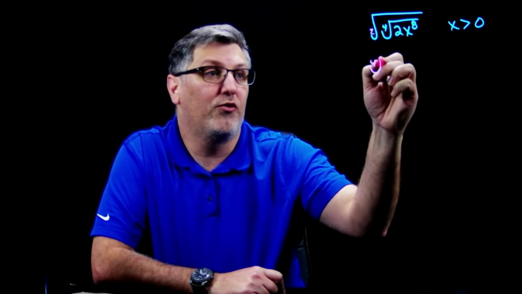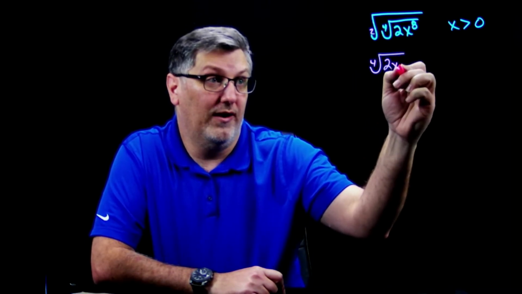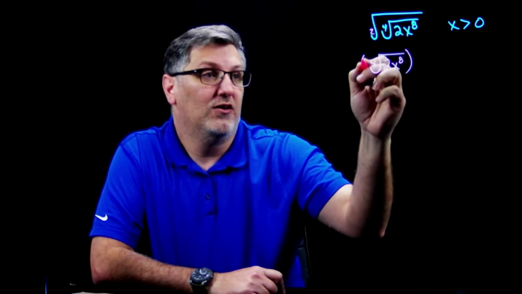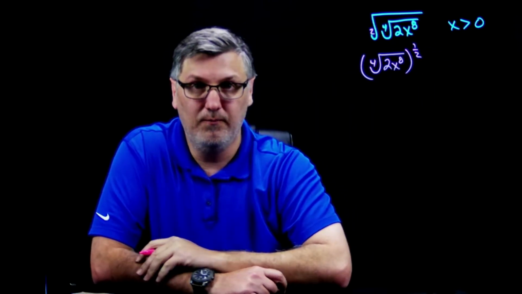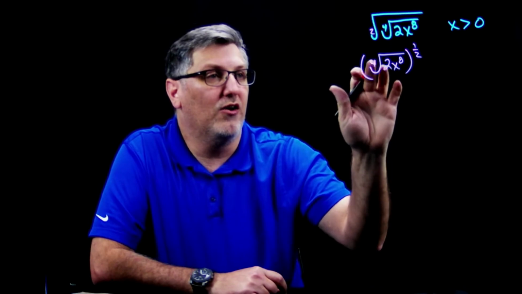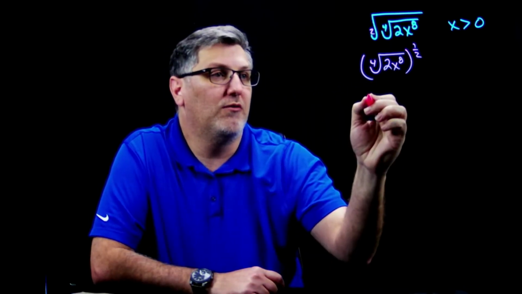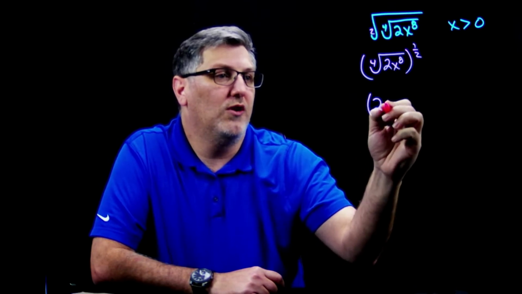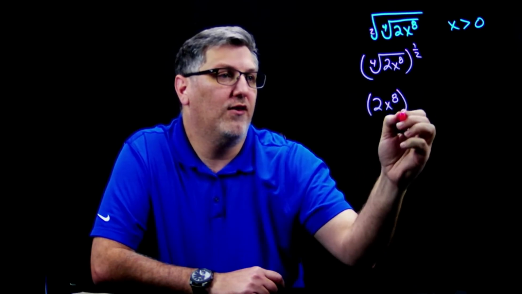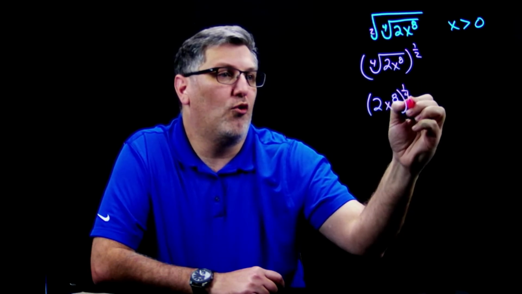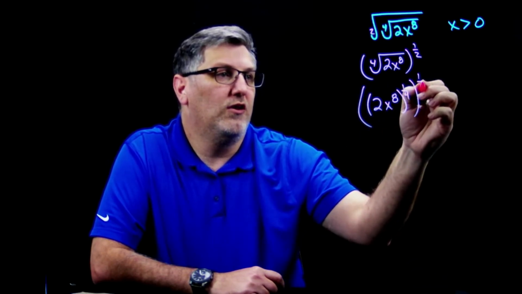We're going to have to rewrite this square root. I know that the square root has an understood 2 right here, so that's actually going to be a 1/2 power. So I can rewrite this as the fourth root of 2x to the eighth, to the 1/2 power. Now I want to write the fourth root as a power as well. So I'm going to rewrite it as 2x to the eighth to the 1/4 power, to the 1/2 power.